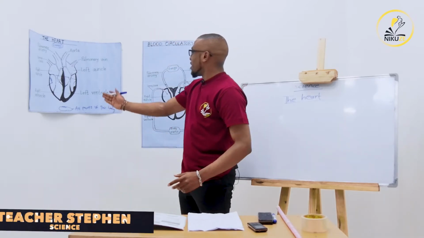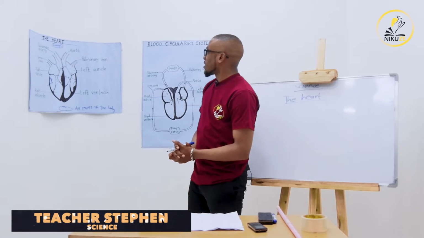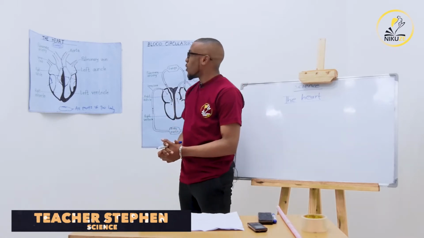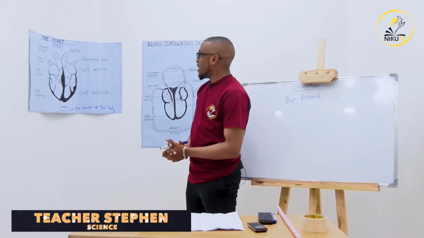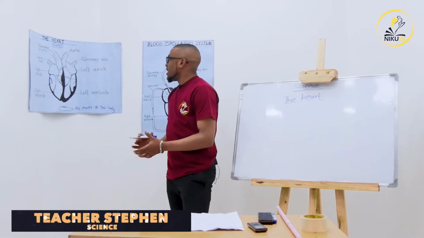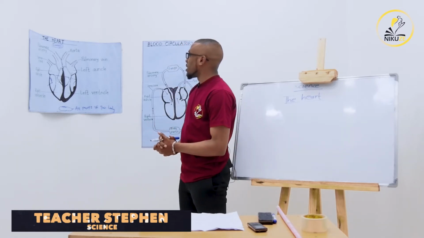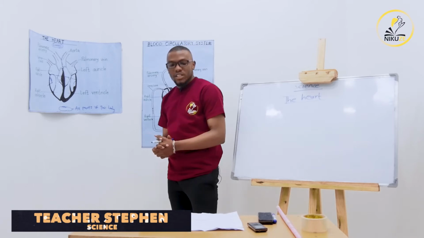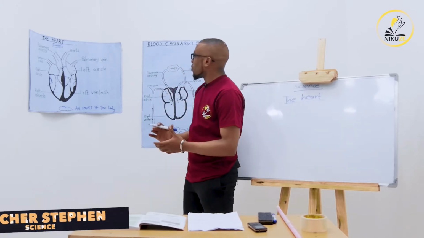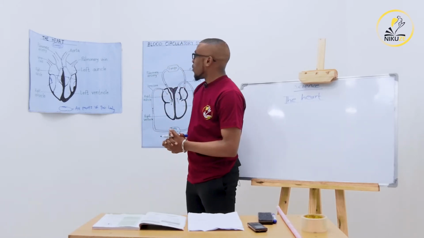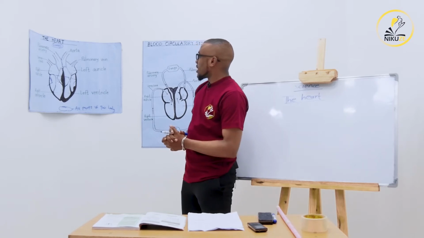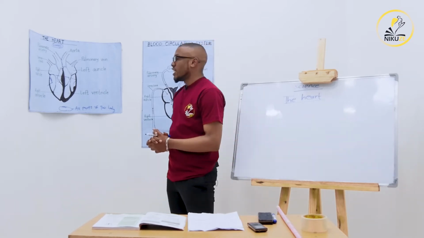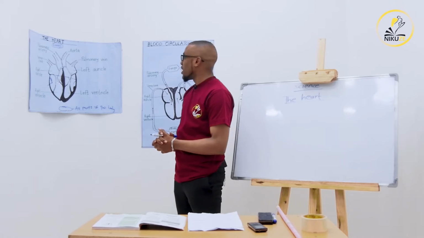If you look at this chart here, this is the structure of the heart. This is how the heart is structured. Now, the heart is made up of 4 chambers. These are the sections into which the heart is divided. Now, how do these 4 come about? Remember, we have the upper chambers and we also have the lower chambers.